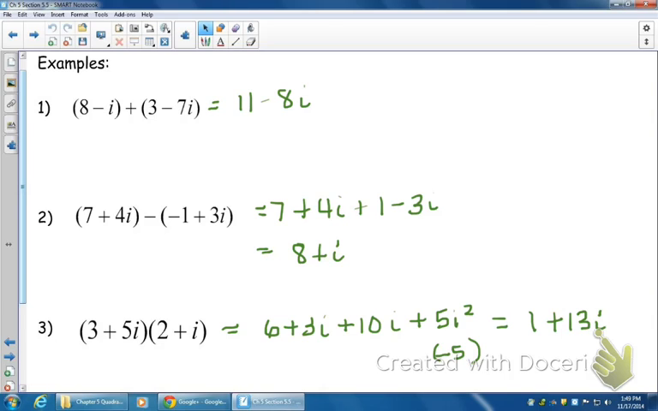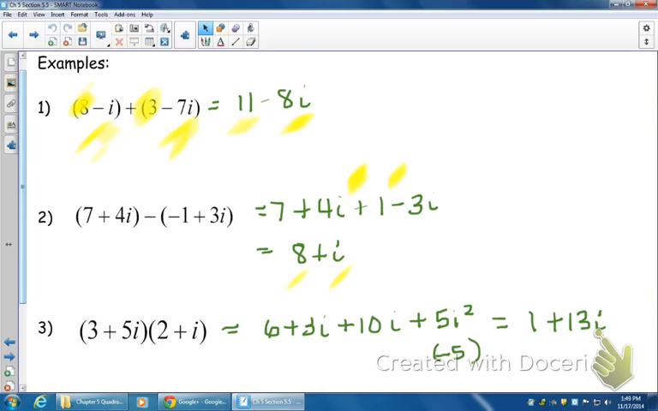Okay, looking at these problems, the first one, you have 8 and 3, which add up to your 11, and your negative 1i and your negative 7i, which add up to your negative 8i. Second one, distribute the negative, so it changes it to a plus, and negative 3i. Again, combining your like terms, you have 7 plus 1, which is your 8, and 4i minus 3i, which is 1i.